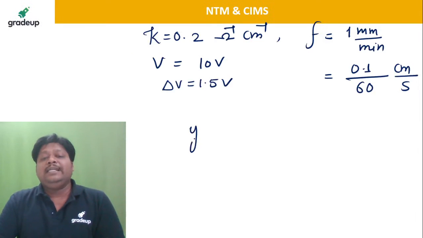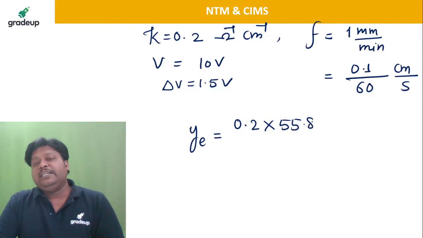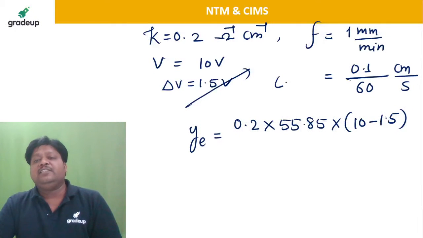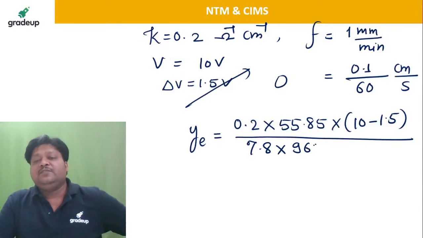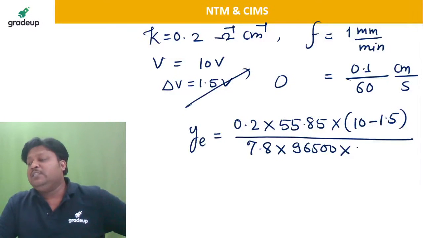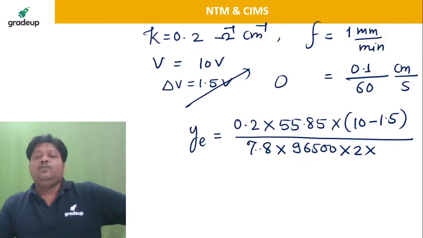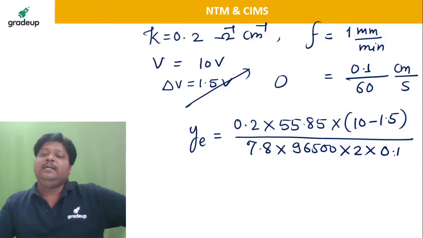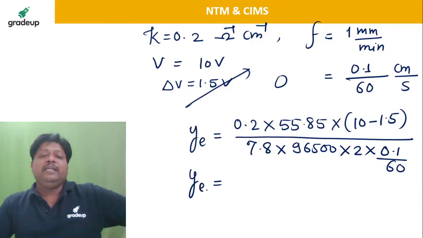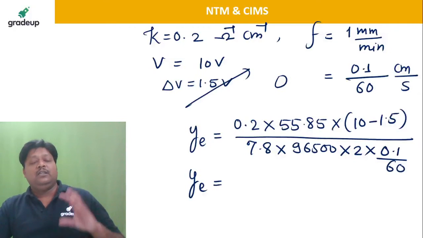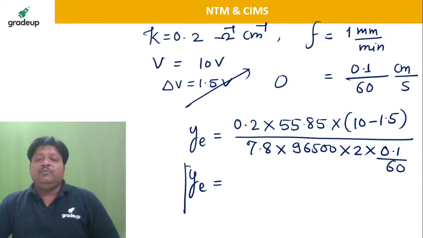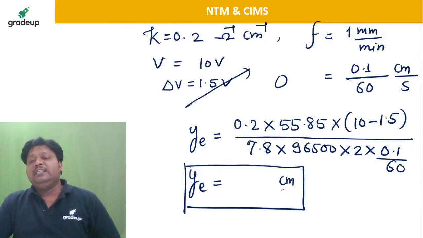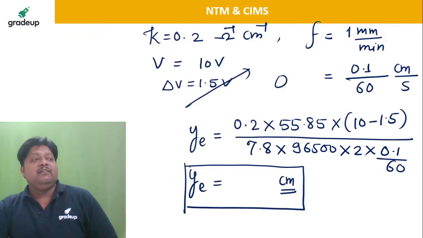You will get YE is equal to K, how much? 0.2 into gram atomic weight 55.85 into 10 voltage supplied minus over voltage 1.5 volt. If it is not given, take it as 0. Over voltage not given, take it as 0. Divided by density 7.8 grams per cc, F 96500 Faraday's constant, into valency, how much? It is 2, no? 2 into rho Fz into feed rate, which is 0.1 divided by 60. So tell me the value of this equilibrium gap between these two electrodes, that is cathode and anode. Tell me the value of this YE equilibrium gap, which will be in how much? In centimeter. Definitely it will come in centimeter. Yes, tell me the value.